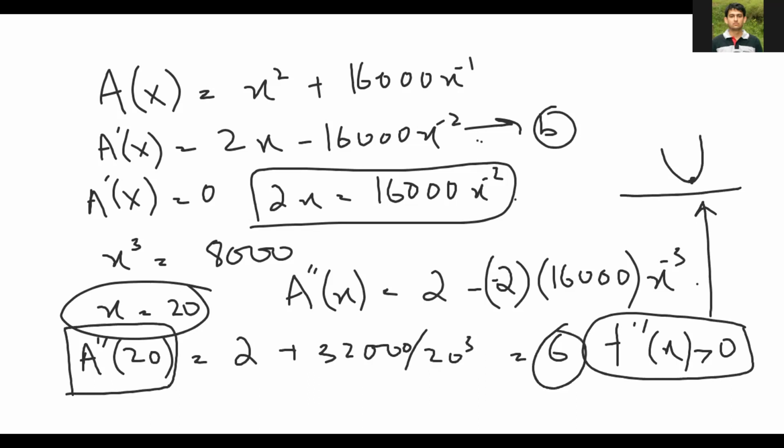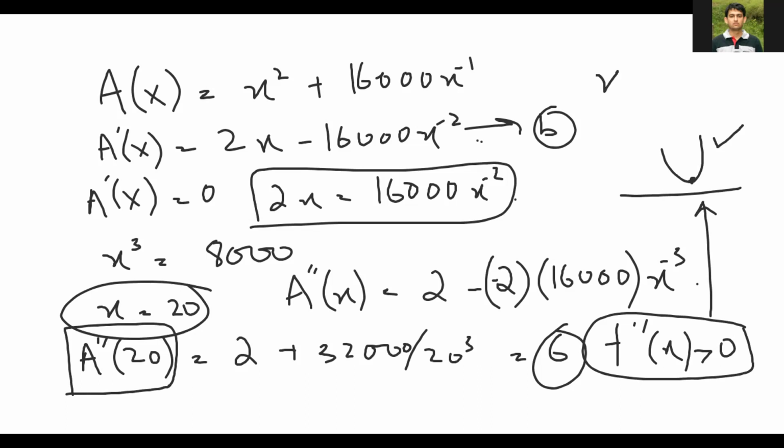So 6 is positive, it means it is going to yield a shape of concave up. So whenever the curve is concave up, we always have a minimum point, and the solution is going to look something like this. It eventually means that to yield the most economical shape that minimizes the surface area, we need to have that x length as 20. This will help us in calculating the equation.